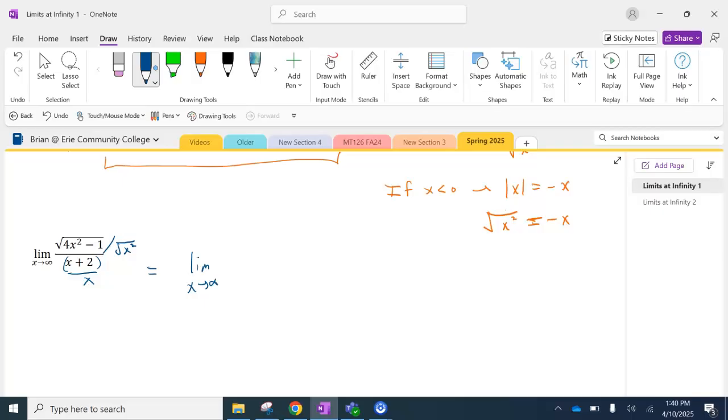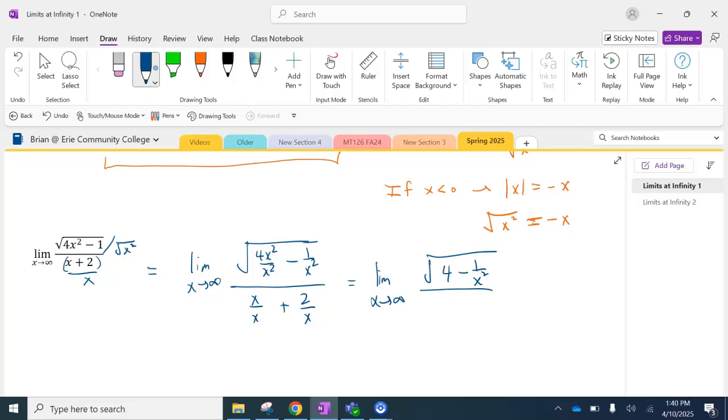All right, and that's going to allow us in the numerator to bring that division by x squared inside, and then divide each term by x squared. In the denominator, we're just going to get x over x plus 2 over x. And then, simplifying the limit, the x squares cancel, and we're going to get 4 minus 1 over x squared, and 1 plus 2 over x.